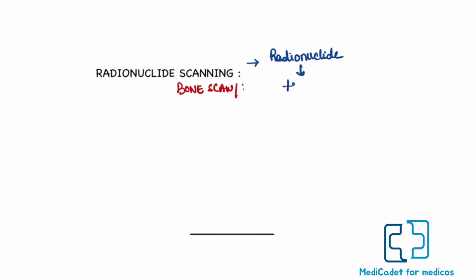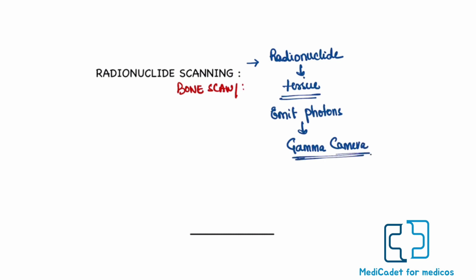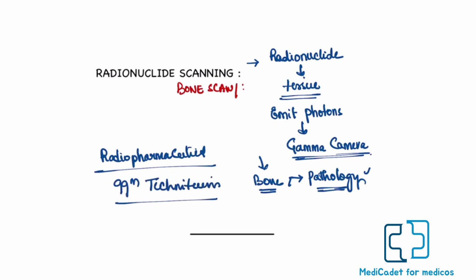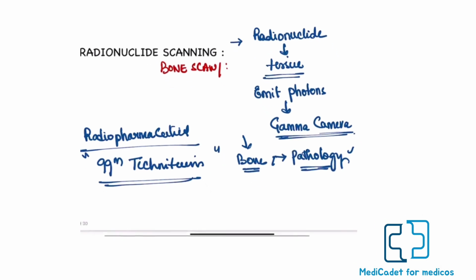This is taken up by the tissues, and this radionuclide will emit photons, right? They emit photons, and these are captured by your gamma camera. And based on this, you will tell what is the various pathology happening in the bone, right? So for this radionuclide, the radiopharmaceutical agent which we are using is your 99M technetium. Technetium 99M is the ideal radioisotope which is used for your radionuclide scanning or bone scan.